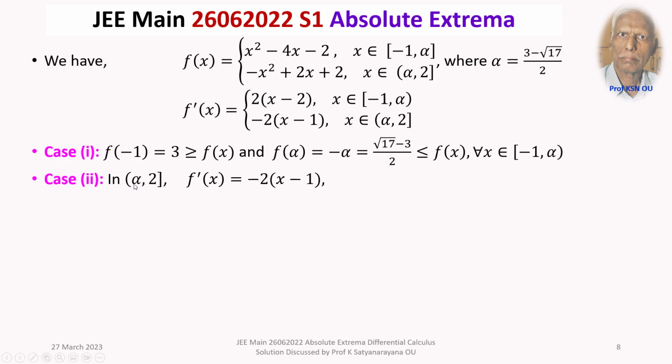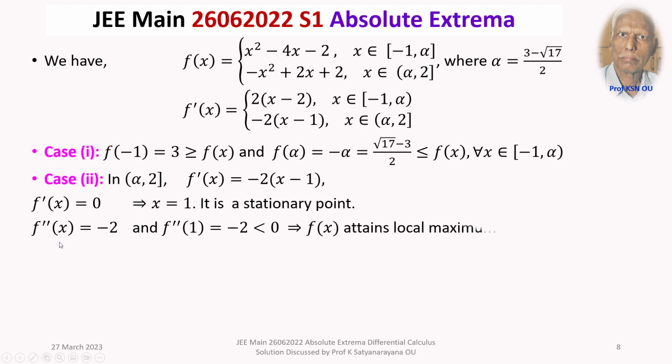In the second half, the interval alpha to 2, f prime x is minus 2 times x minus 1. And equating f prime x to 0, it will give you x is equal to 1. 1 belongs to the interval alpha to 2. Therefore, x is equal to 1 is a stationary point. And now we apply the second derivative test. F double prime x is equal to minus 2, which is negative. F double prime at 1 is minus 2, which is negative.